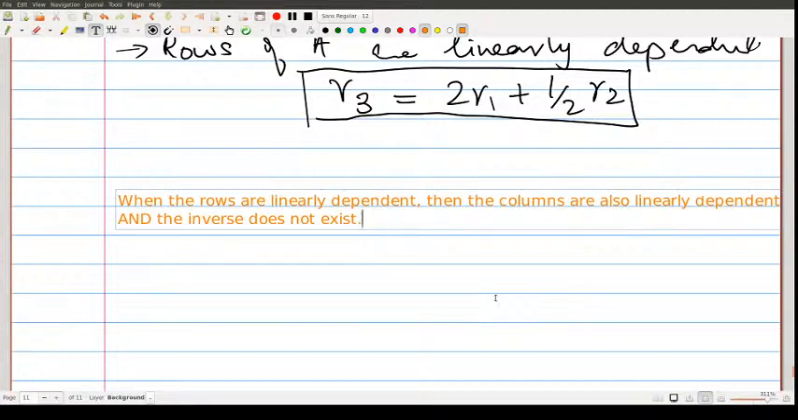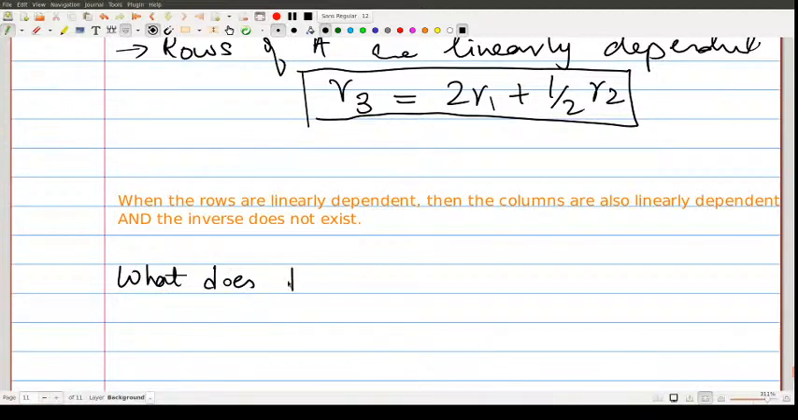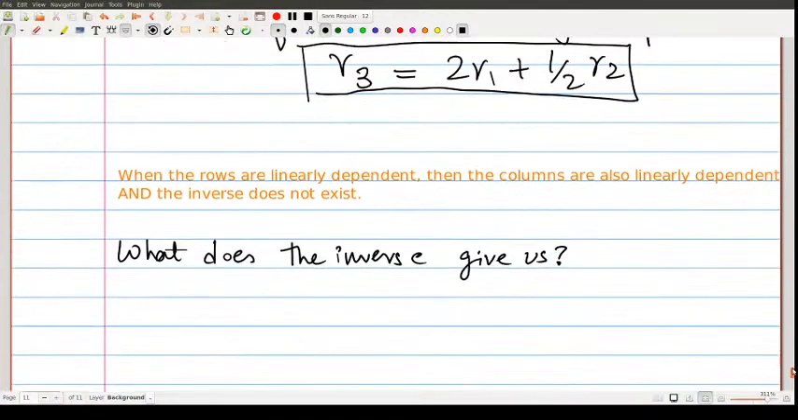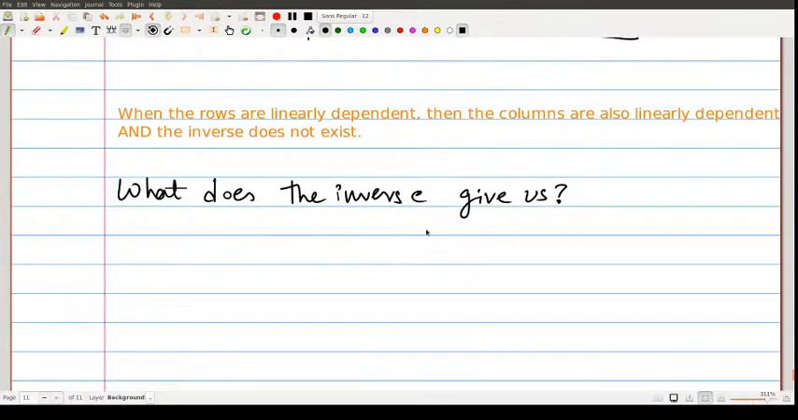But here's a further question: why do we really need the inverse? Why do I care so much about the inverse of the matrix? Why have I gone into such detail? So what does the inverse guarantee? Or what does the inverse give us that we care about its existence or not? So let's look at it from the lens of the equation Ax equals B, for example, right?